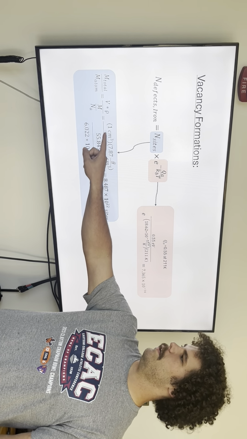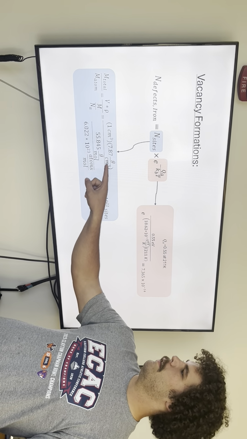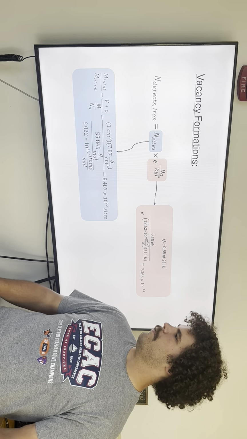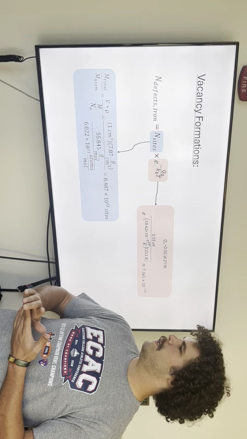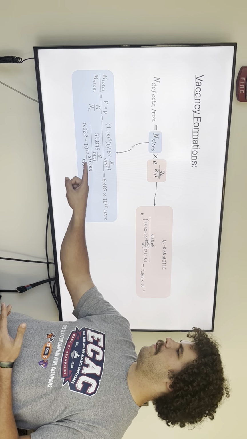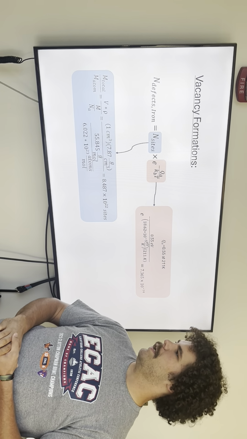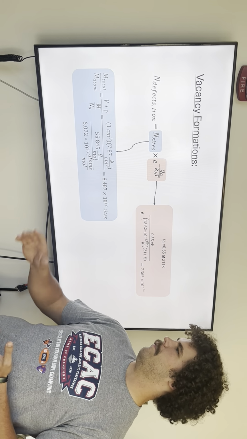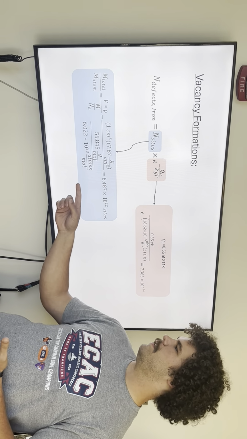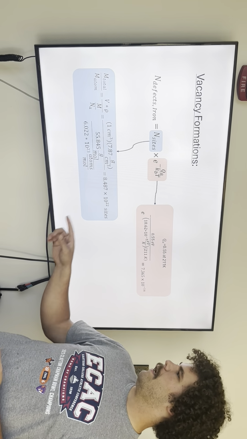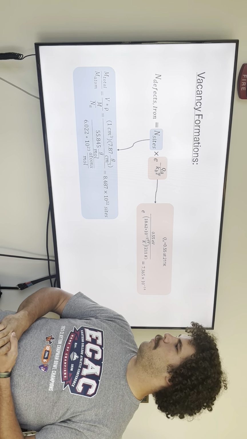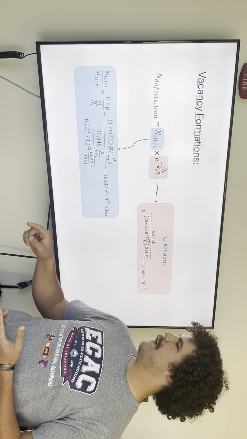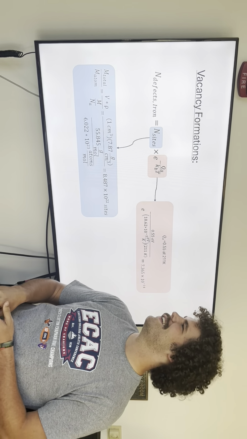So you can see that here is 1 cubic centimeter. The density of iron is 7.87 grams per centimeter cubed. The molar mass of iron is going to be 55.845 grams per mole, and then Avogadro's number is still there. When you calculate that out, you get a total of 8.487 times 10 to the 22 sites.